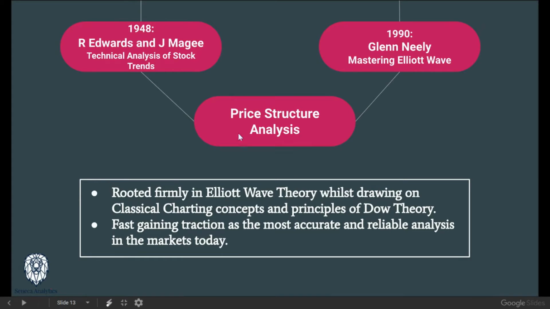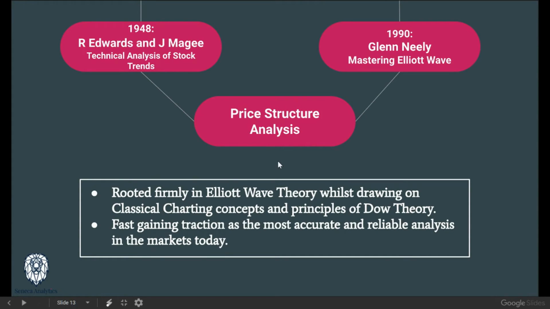And that's where we get to price structure analysis, which is rooted firmly in Elliott Wave, but also draws on classical charting concepts and the principles of Dow Theory, as I stated. So we basically bring together the best of classical charting patterns and the best of Elliott Wave. We amalgamate that into price structure analysis, which is fast gaining traction as the most accurate and reliable analysis in the markets today. So that's how we got to where we are now.